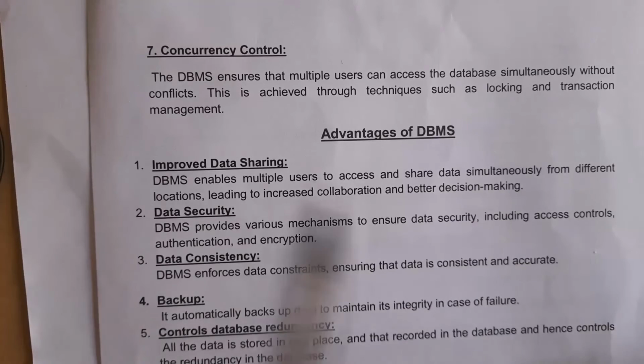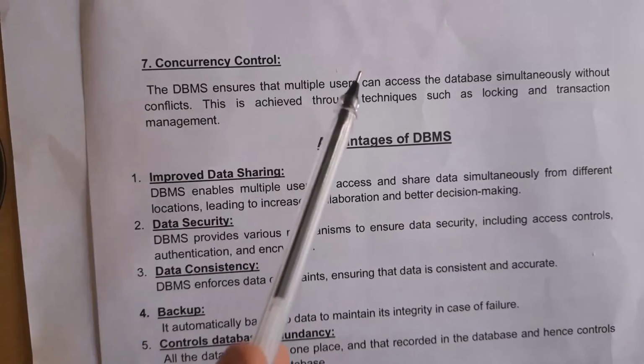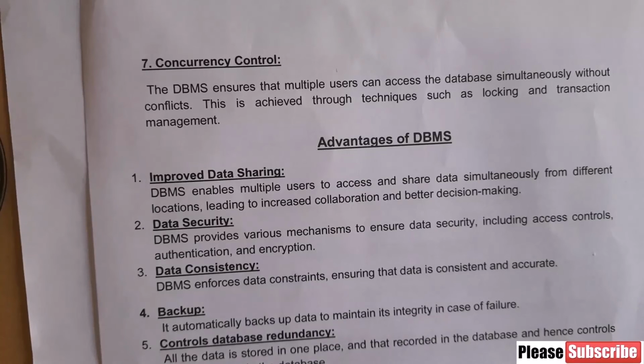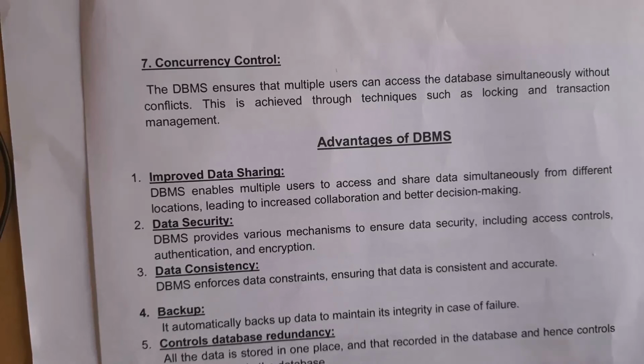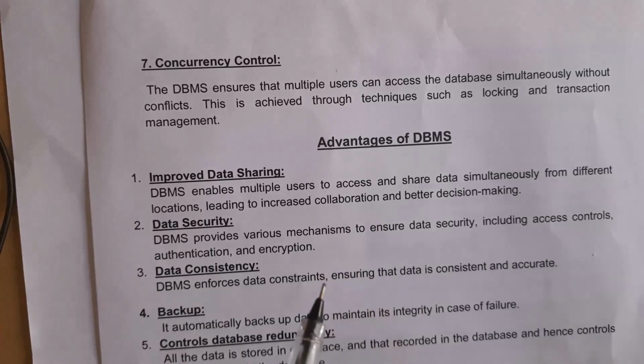The seventh task is concurrency control. A database management system ensures that multiple users can access the database simultaneously without conflicts. Guys, not only a single user, there are multiple users who will use a single database at a time. So even if multiple users use a single database at a time, this database management system can handle multiple users without any problem. By using locking and transaction management, we can handle multiple users.